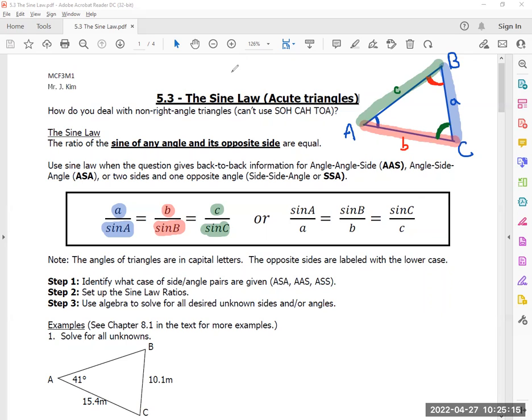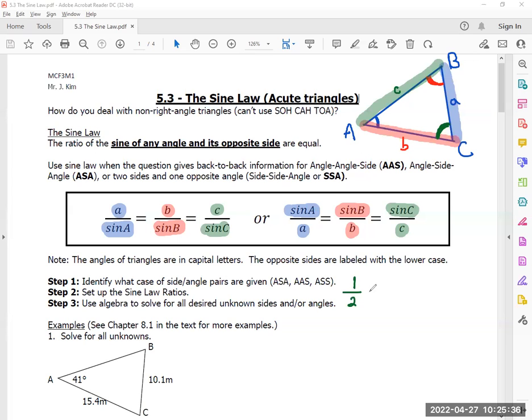Here is my argument afterwards. Let me get the highlighter in blue. Sine A over little a, sine B over little b, or sine C over little c, the fractions are the same. And this is my argument. It doesn't matter where the sine ratio is, top or bottom.